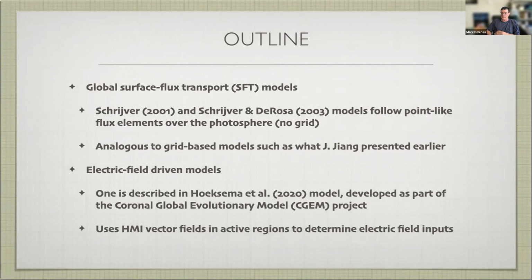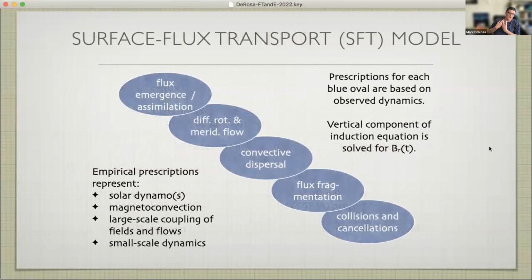So let me get going here. Okay, so most surface flux transport models have a bunch of ingredients, and these ingredients primarily are constrained by the observed dynamics, many of which I had mentioned earlier, and these include dynamics associated with flux emergence, the large scale flows such as differential rotation and the polar meridional flows at the photosphere. There's the diffusion or convective dispersal process. And then there's things that happen on small scales, such as spontaneously fragmenting flux elements.